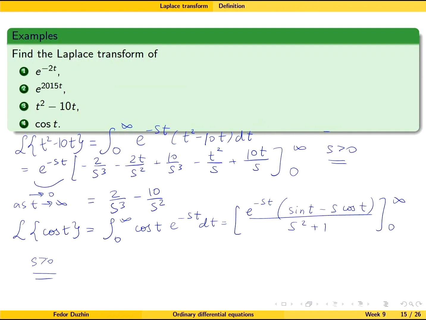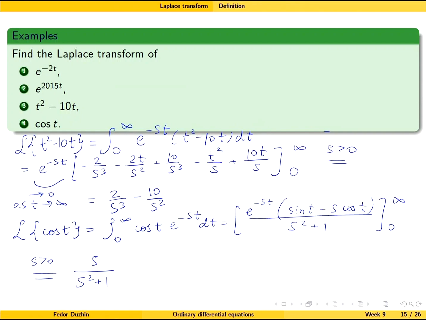Okay, so when t is 0, e to the minus st is 1. Sine of 0 is 0, cosine of 0 is 1. And the remaining thing is just s over s squared plus 1. Okay, I hope it is clear. So this gives you some intuition of what the Laplace transform is about.